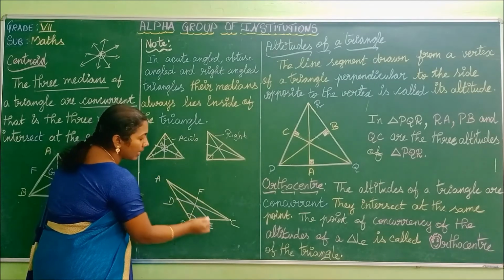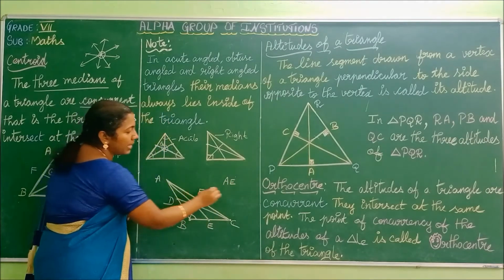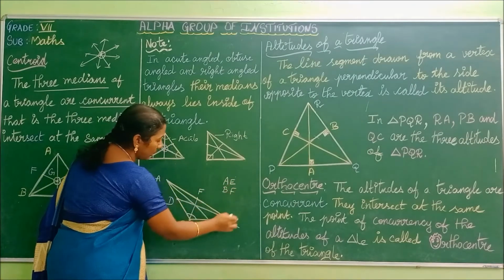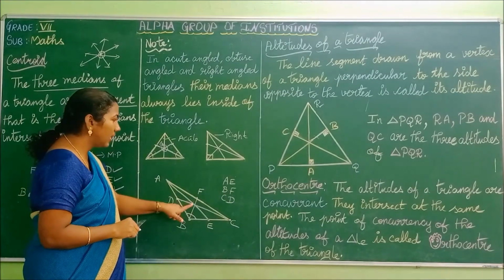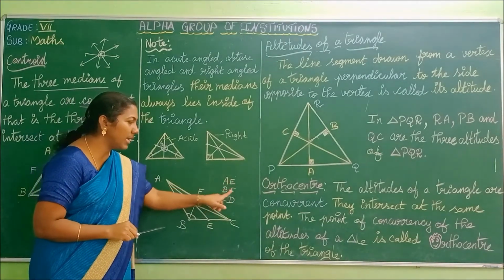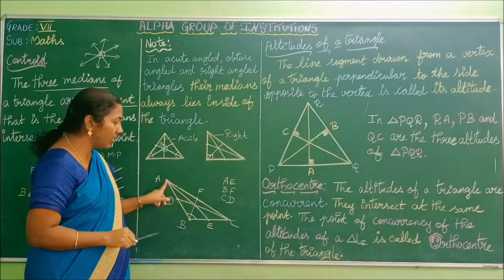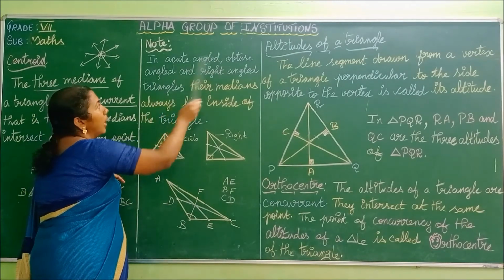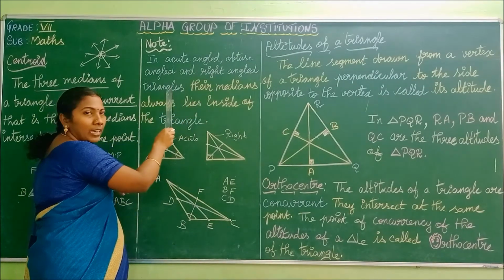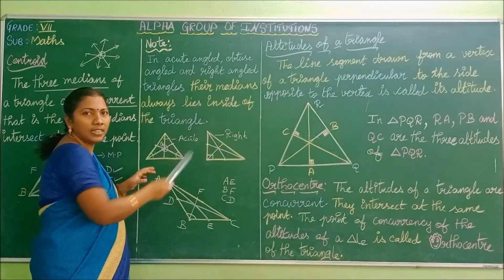One is AE. AE is one median. And another one is BF. And another one is CD. Thus we can say the medians AE, BF, CD lie inside the triangle ABC. Once again, read the note. In acute angle, obtuse angle and right angle triangles, their medians always lie inside the triangle.